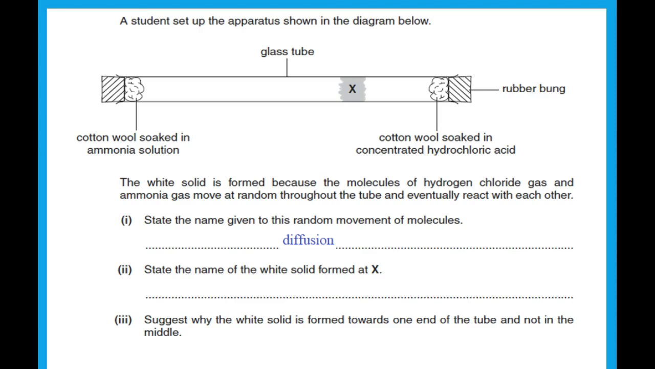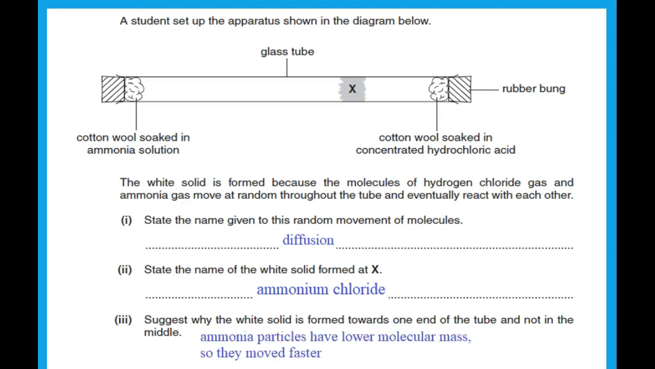State the name of the white solid formed. Okay, you should know, or if you don't, we will learn as we go along, that when ammonia reacts with hydrochloric acid, what is formed is called ammonium chloride. Suggest why the white solid is formed towards one end of the tube and not in the middle. We said theoretically it should be in the middle, but actually it's not in the middle. It's somewhere nearer to the hydrochloric acid because ammonia particles have lower molecular mass, so they moved faster or they diffused faster.